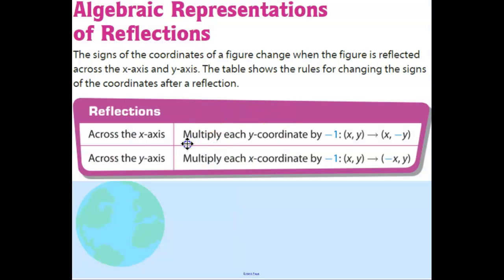So here's the rules. If we're reflecting across the x-axis like we just did, we're going to change the y coordinate by multiplying by -1. And that basically just changes the sign of the y coordinate. If we're reflecting across the y-axis, we're going to change the x coordinate. We're going to change the sign of the x coordinate by multiplying by -1.